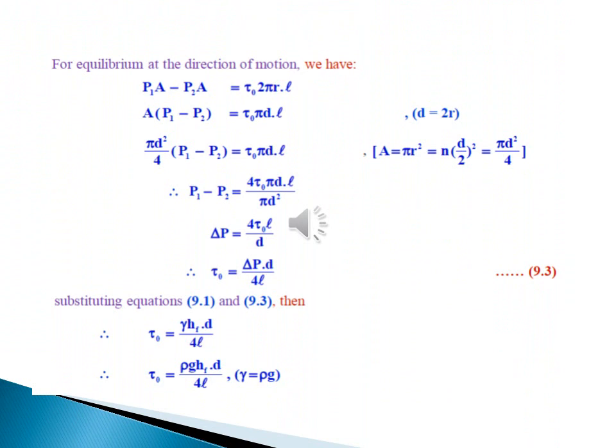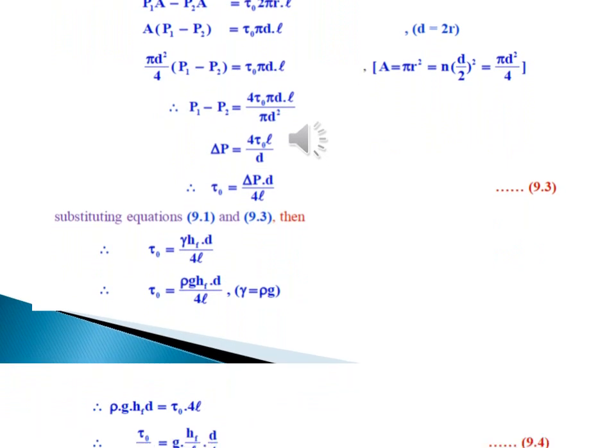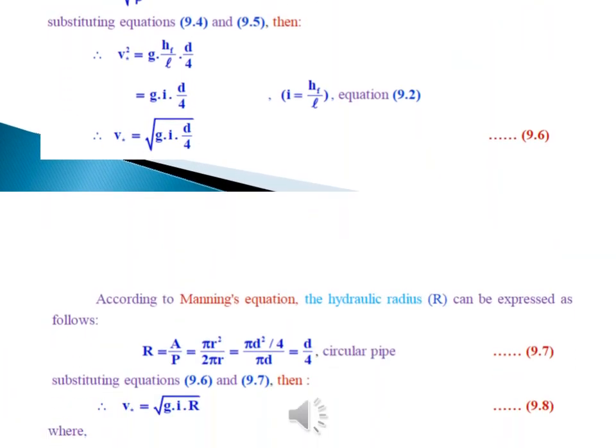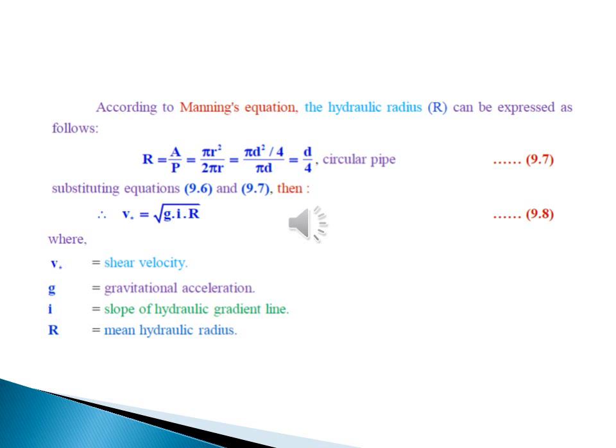My dear, follow the equation which concludes the calculation of the shear stress tau at the pipe wall. Look, my dear, to the value of the square root of tau divided by rho, which is known as shear velocity. It is calculated, so follow the equation by yourself. It is clear and easy. According to my equation, the hydraulic radius R can be expressed as A divided by P. By substituting in the equation, the shear velocity equals the square root of gravitational acceleration g multiplied by slope of the hydraulic gradient line I multiplied by hydraulic radius R. Follow it, my dear, as shown in front of you.